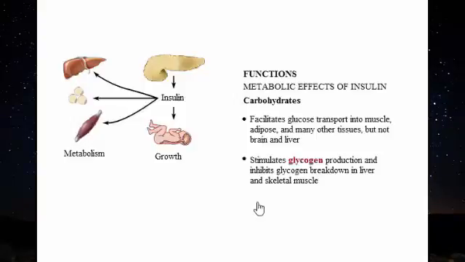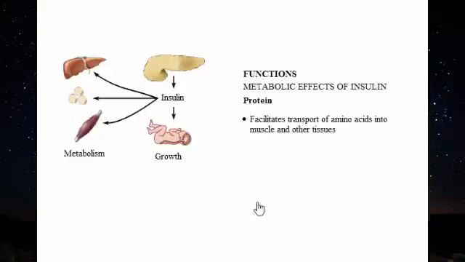Insulin stimulates glycogen production and inhibits glycogen breakdown in liver and skeletal muscle. Insulin inhibits synthesis of glucose from amino acids and glycerol in the liver. All of these actions decrease plasma glucose levels. Insulin facilitates transport of amino acids into muscle and other tissues. Insulin stimulates protein synthesis and inhibits protein degradation. Failure to inhibit protein degradation is responsible in part for weight loss and protein wasting associated with untreated diabetes mellitus.